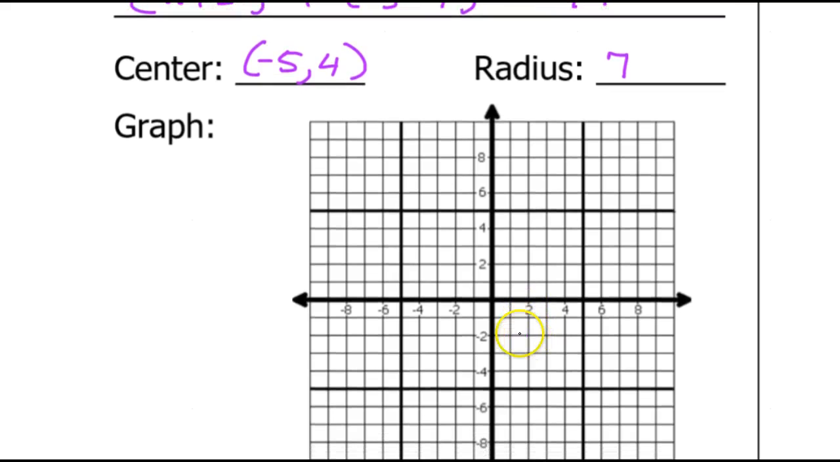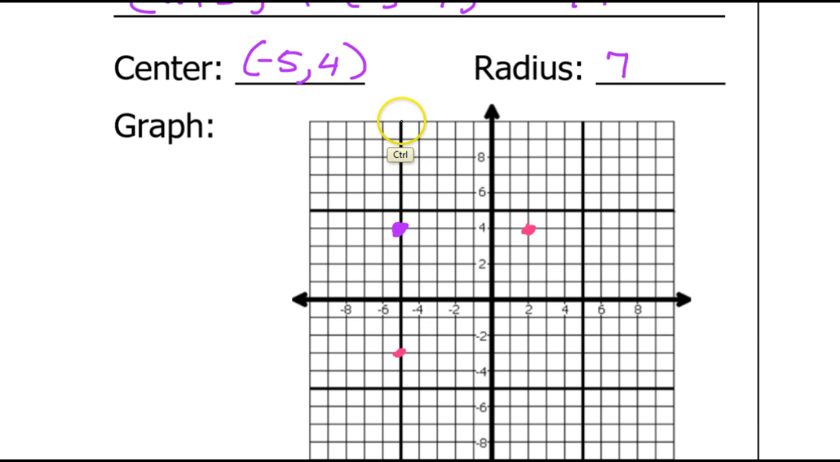So look here. The center is negative 5, comma 4. So negative 5, comma 4 is right here. There's my center. Since the radius is 7, that means if I go to the right 7, okay, so that would be 5, 6, 7, that's going to give me a point. If I go down 7, so that'd be 5, 6, 7. All right, that should be on the circle.